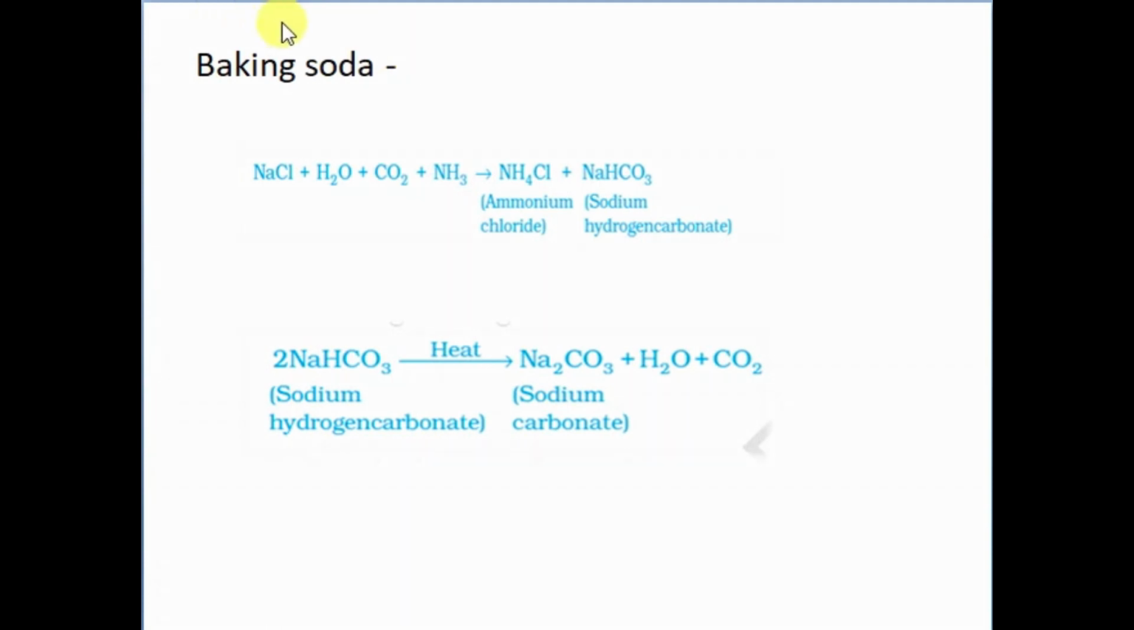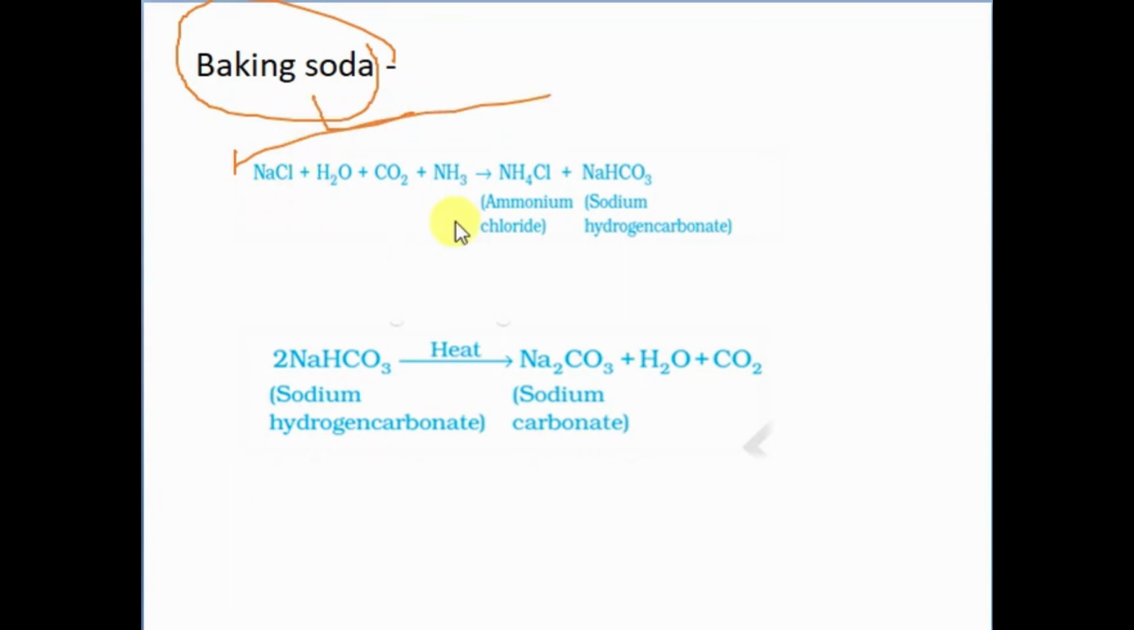Okay, so this is the reaction of baking soda, and baking soda is something which is used in your kitchen to make tasty and crispy pakoras. Okay, so when you add baking soda, it will add that extra crisp to your pakoras, and that makes your pakoras more tasty. So that is what baking soda is.